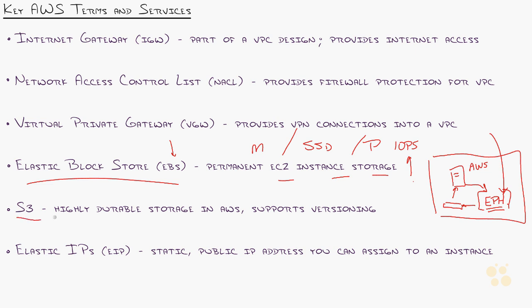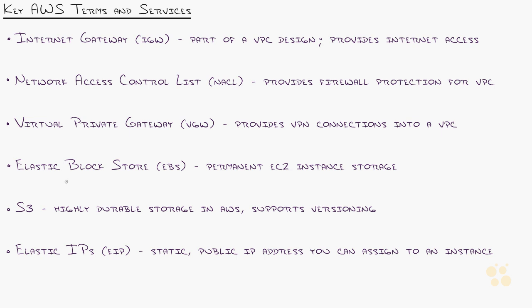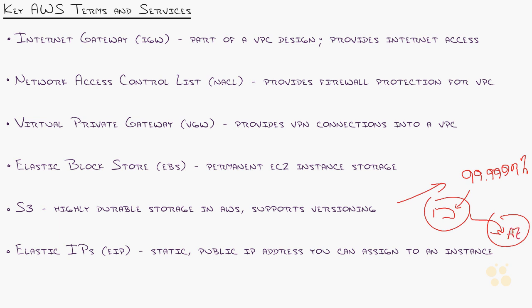S3. Durable storage in AWS and supports versioning. Two key things to know about. 11 nines of durability, and the way they achieve that is by replicating your data on multiple devices in multiple data centers, or essentially multiple availability zones, to use Amazon language. So S3 is super high durable storage, and the reason I say supports versioning is something to know, which is essentially when you change a file, it keeps a backup of the old version, an old version, an old version, and keeps going on multiple backups of that old version.